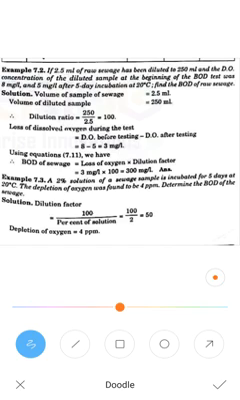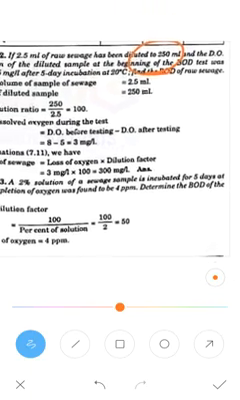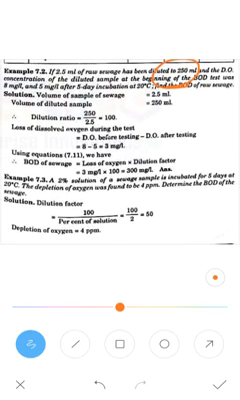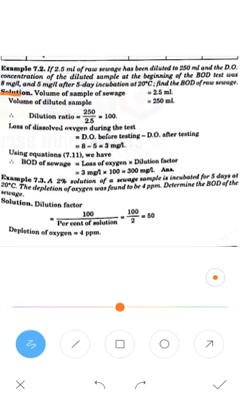See here, they have given that 2.5 ml of the raw sewage has been diluted to 250 ml, and the dissolved oxygen concentration of the diluted sample at the beginning of the BOD test was 8 mg per liter, and 5 mg per liter after 5 days of incubation at a temperature of 20 degrees Celsius. So find the BOD of the raw sewage.